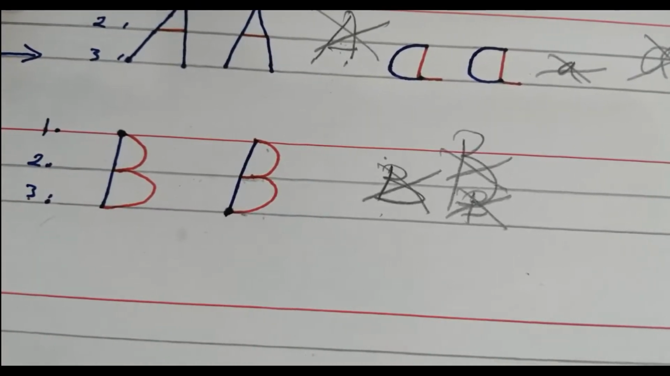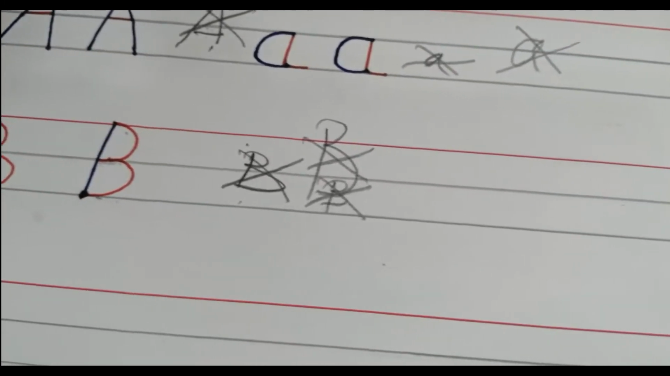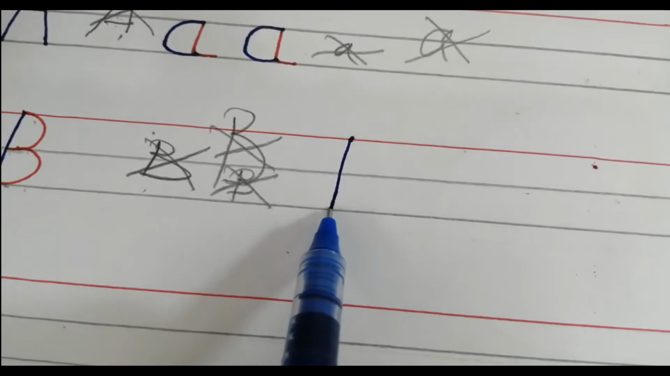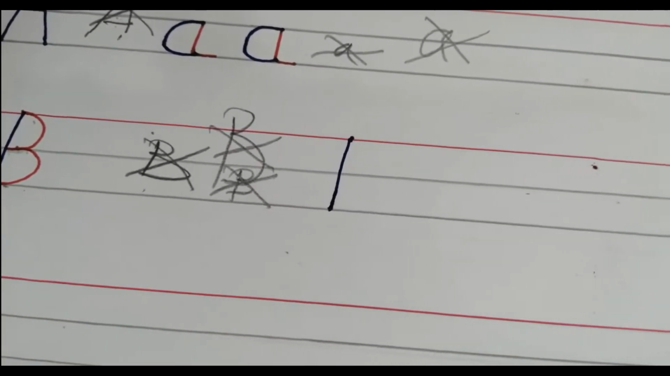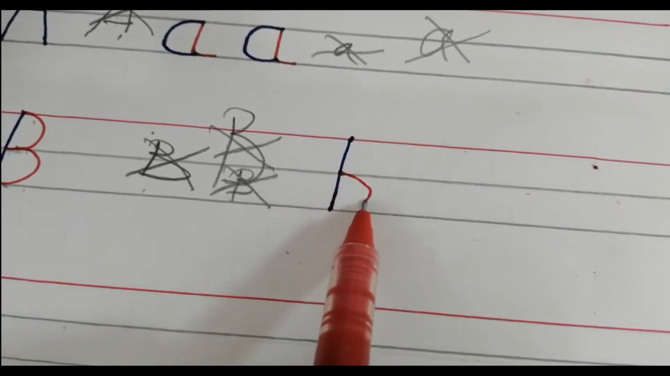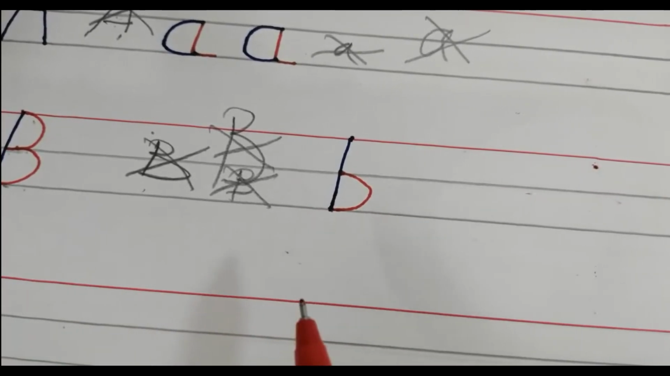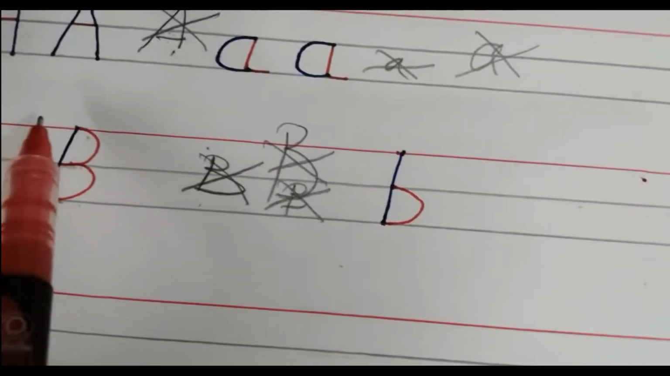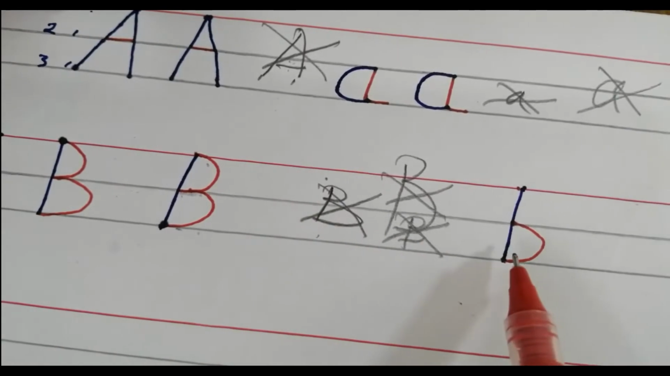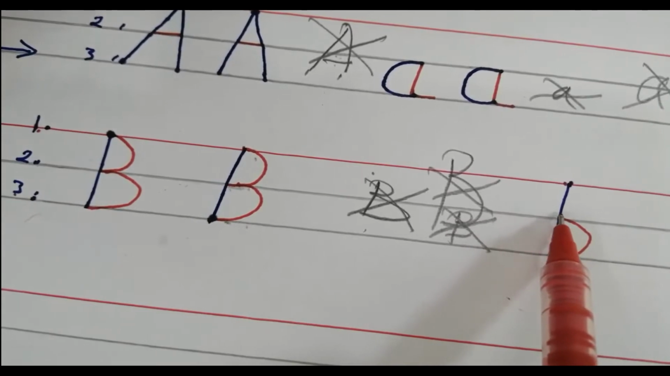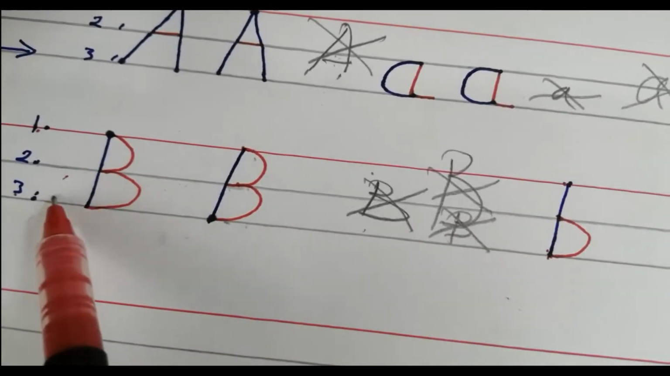How to write the small one? A falling line from line number 1 to line number 3, and a half circle from line number 2 to line number 3. Again, a falling line from line number 1 to line number 3, and a half circle from line number 2 to line number 3, as you see here.